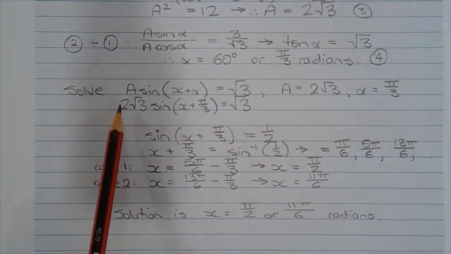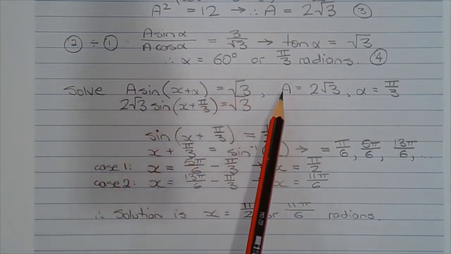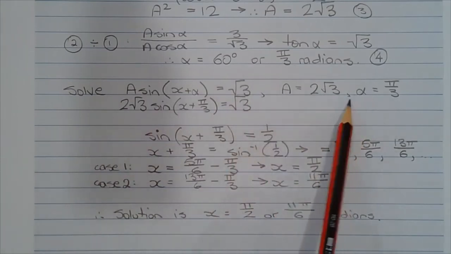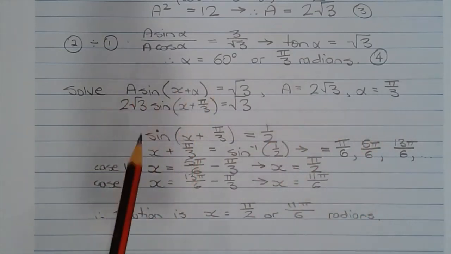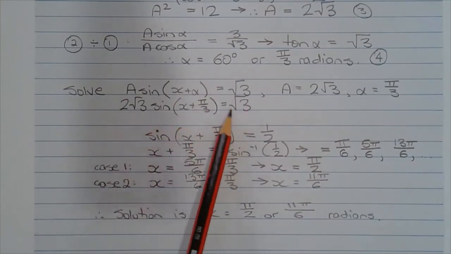Now to solve the equation, A sine of (x + alpha) is equal to the square root of 3. Now that we have the values of A and alpha, so A is equal to 2 root 3 and alpha is equal to pi over 3. So substituting those two values for A and alpha, we have 2 square root of 3 sine of (x + pi over 3) is equal to the square root of 3.